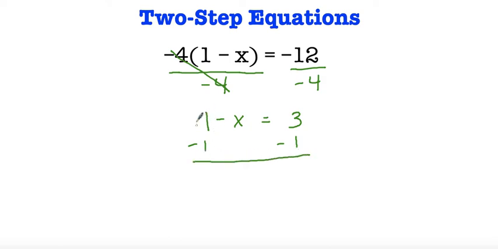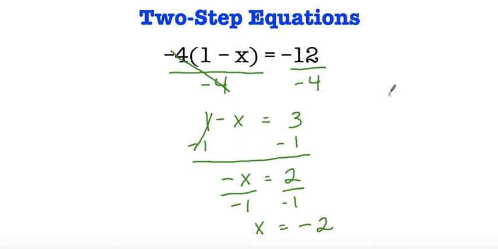And so 1 minus 1 is 0. And then we're left with negative x is equal to 3 minus 1, which is 2. And we don't have our x value because we have our negative x value. So we do have to divide both sides by negative 1. So negative x divided by negative 1 is x, and 2 divided by negative 1 is negative 2. So x is equal to negative 2.